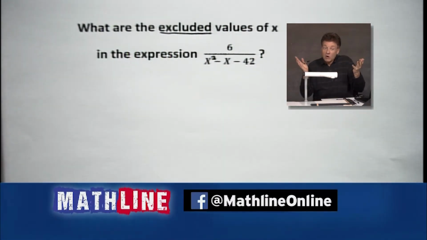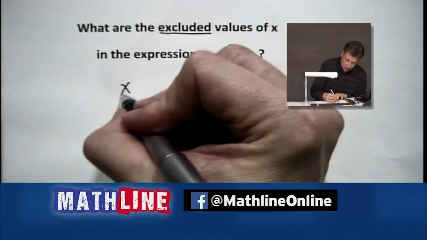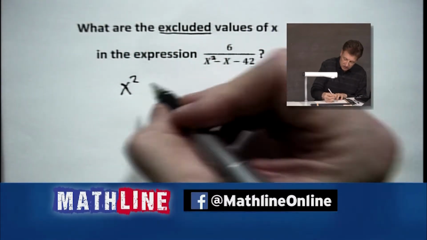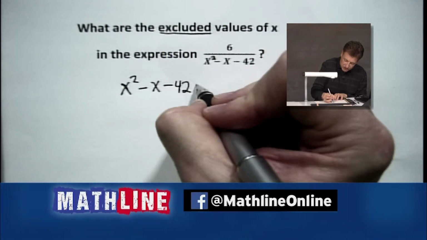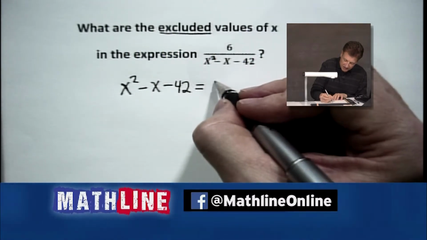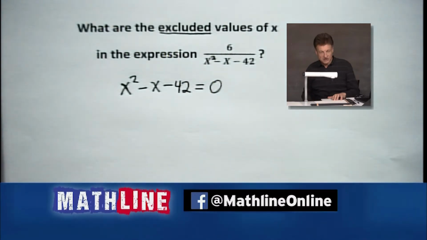So what are we worrying about? Let's go for it. We're going to take x squared minus x minus 42. And my friends, we're going to let that ride up to equal 0 because that's what we're concerned about.